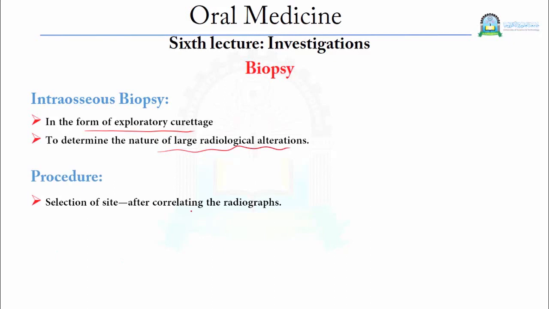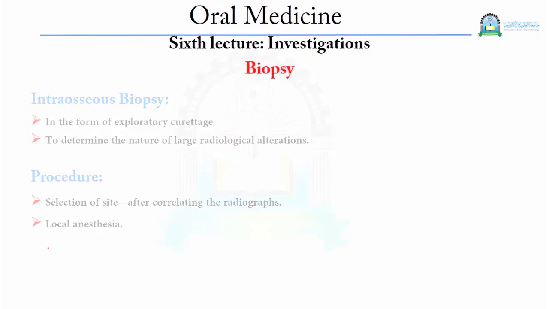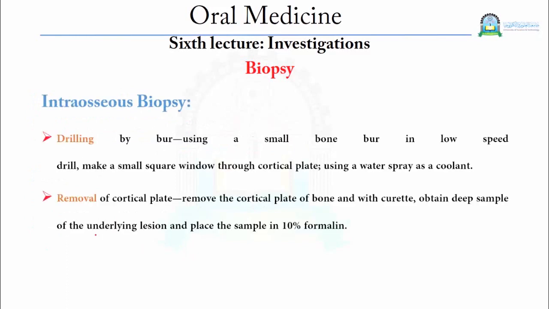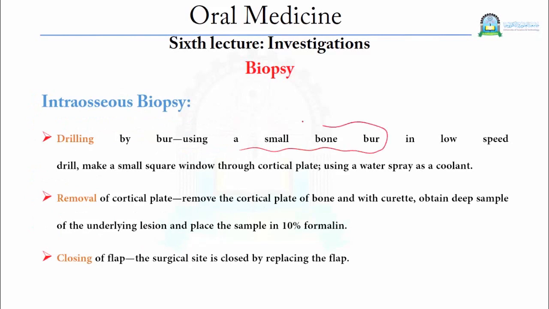Procedure: selection of the site after correlating the radiograph. Depending on the radiograph, you will mention the site. Local anesthesia should be performed, and drilling by bur using a small bone bur, a specialized instrument for taking a biopsy from bone, in low speed drill, so as to avoid the heat on the bone which may lead to bone necrosis after taking the biopsy.